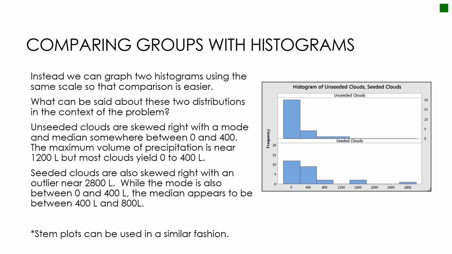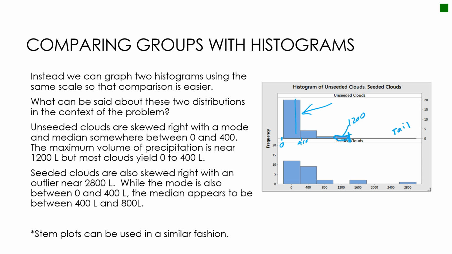If I look at the unseeded clouds, which is the top graph up here, I can see that it's skewed right because obviously we have a tail over here. The median or middle is somewhere between 0 and 400, so it's in here somewhere. The maximum volume of precipitation is near 1200, so we can see that this is the max, but the majority of our data is here at the 0 to 400 range.